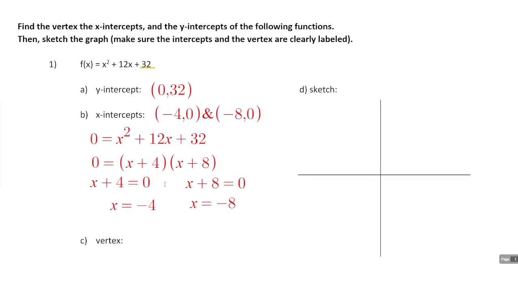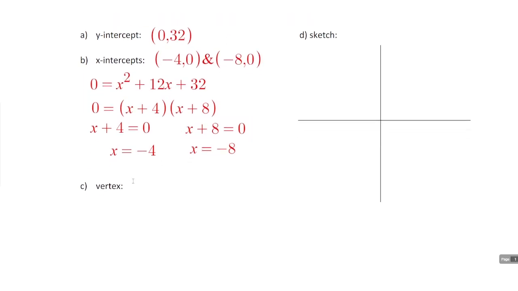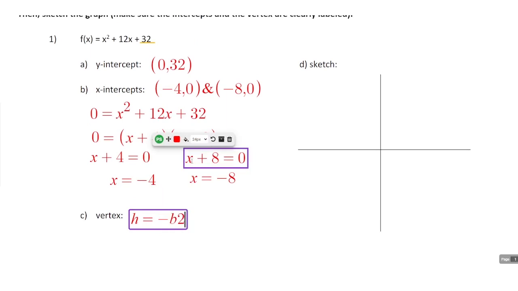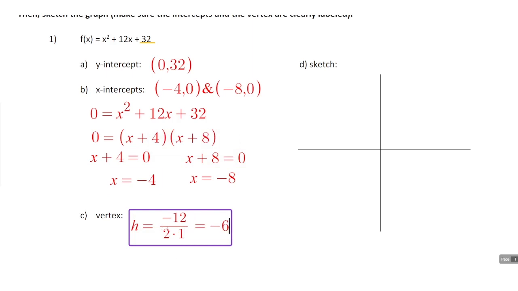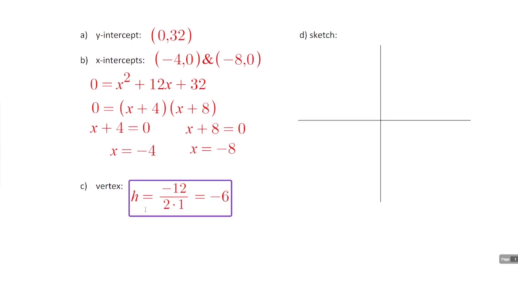Next up, we need to find the vertex. So to find the x-coordinate of the vertex, or our h value, it's going to be -b over 2a. Just as a little reminder there. So in this case, it would be -12 over 2 times 1, which would equal -6. -12 divided by 2 is -6. So that's going to be the x-coordinate of my vertex.